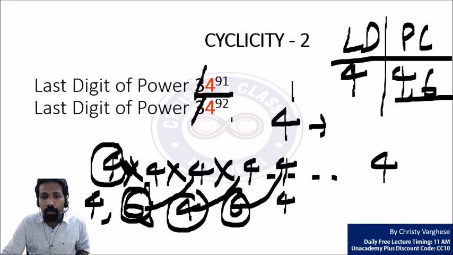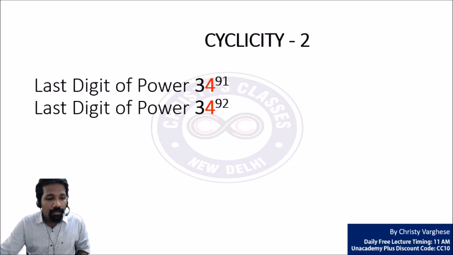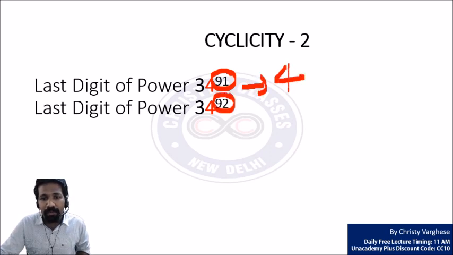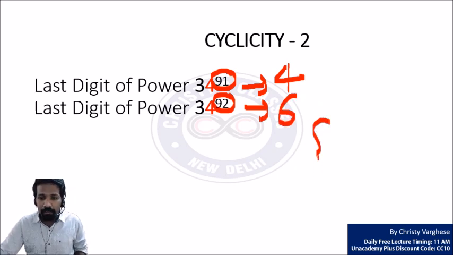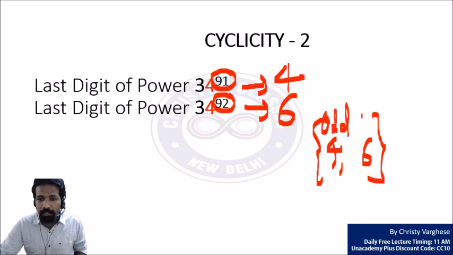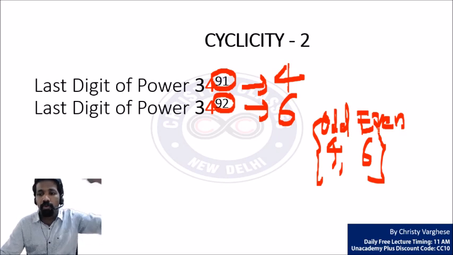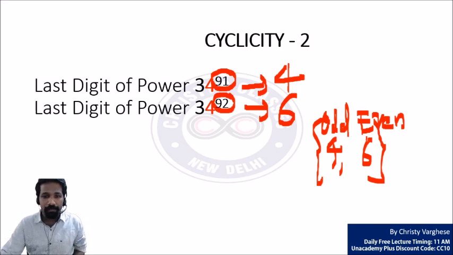Now, as a shortcut I can say, if there are only two elements in the power cycle, all you have to check is whether the power is odd or even. If the power is odd, the first element will be the answer. If the power is even, the second element will be the answer. Because the power cycle is like this: 4 6 4 6 4 6. This is for odd cases, this is for even cases, depending upon the power's odd or even nature. That is what we are discussing. I think this is also clear.